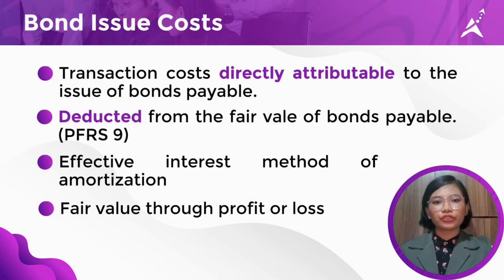Last are bond issue costs, which are transaction costs directly attributable to the issue of bonds payable. Under PFRS 9, bond issue costs shall be deducted from the fair value or issue price of bonds payable in measuring initially the bonds payable. On the other hand, under the effective interest method of amortization, the bond issue cost must be lumped with the discount on bonds payable and netted against the premium on bonds payable. Lastly, if the bonds are measured at fair value through profit or loss, the bond issue costs are immediately expensed.